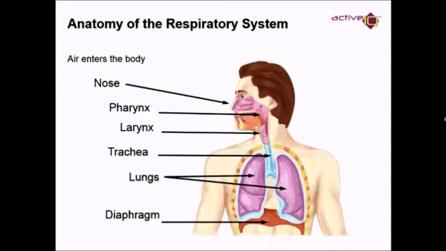Once we've gone through the trachea, we get to the lungs, and that's where the exchange happens, and where the oxygen that we've breathed in gets transferred into the bloodstream, and the carbon dioxide that we want to get rid of gets transferred into the windpipe, and we breathe it out. We need to be clear on the order that the air follows, and it's nose, pharynx, larynx, trachea, lungs. And then at the bottom there, it's not part of where the air flows, but we've got the diaphragm, and the diaphragm is a muscle that assists us with our breathing.